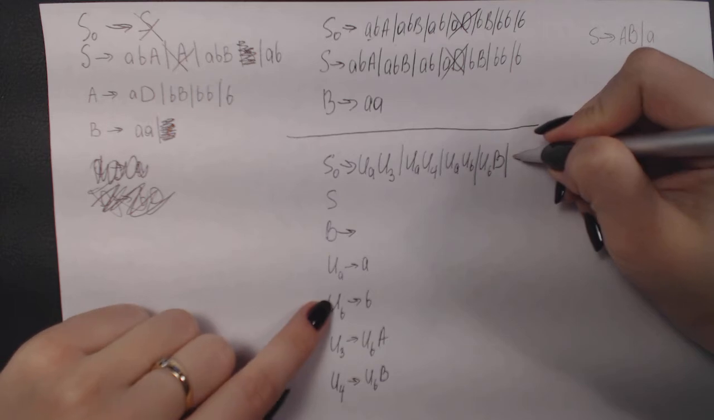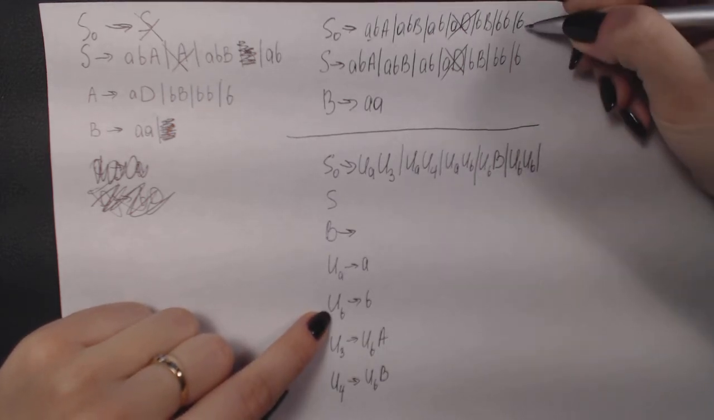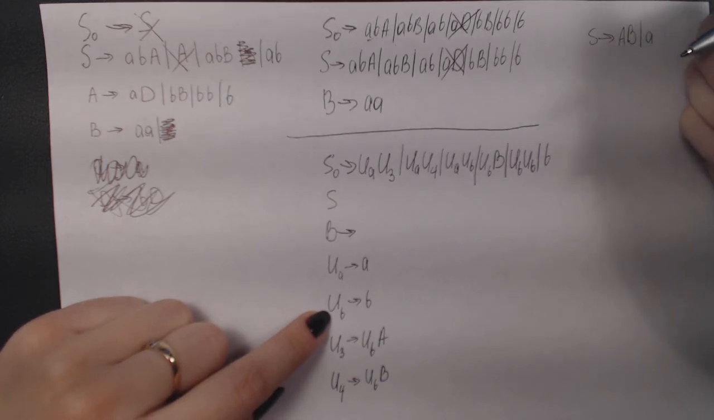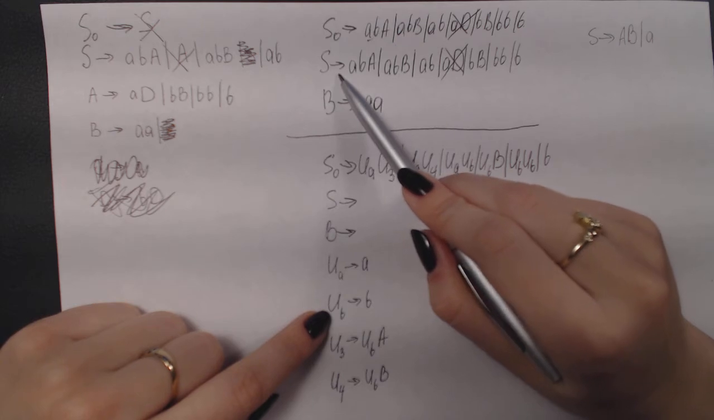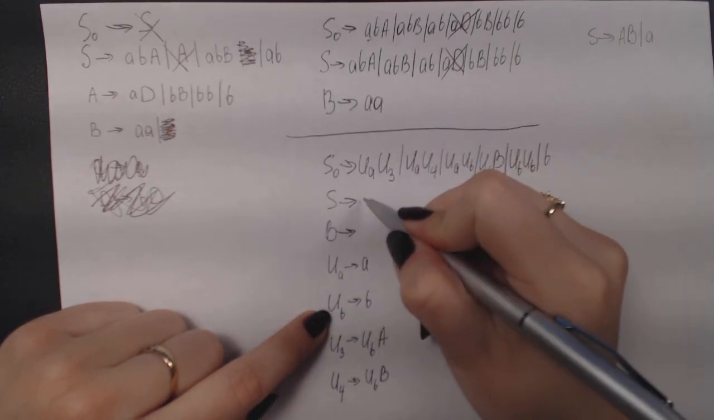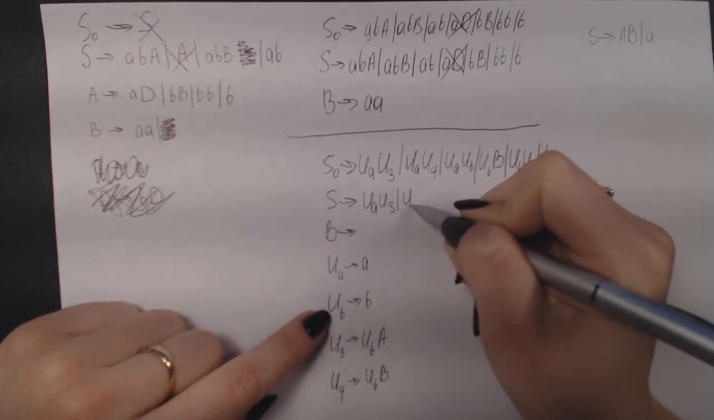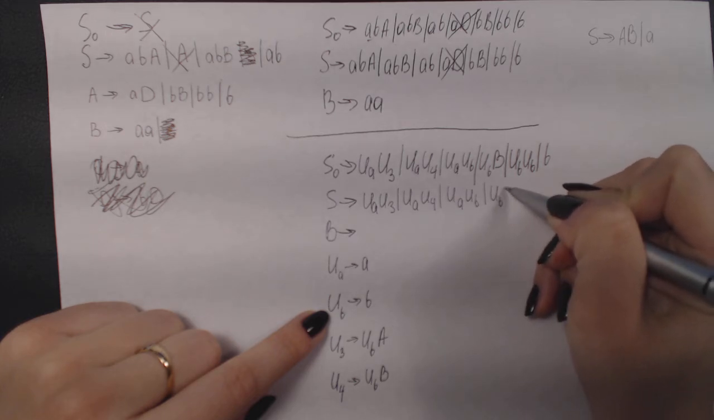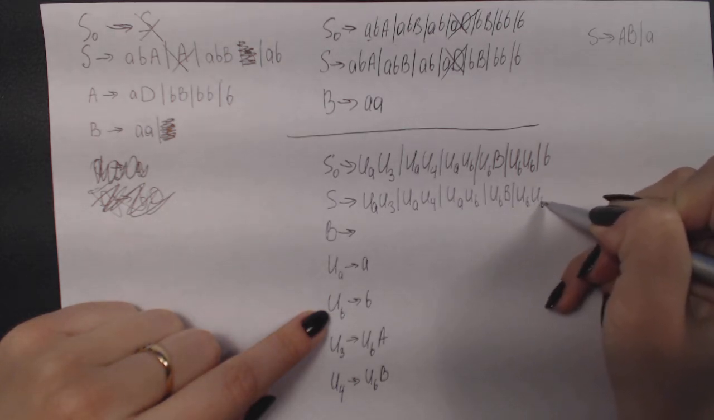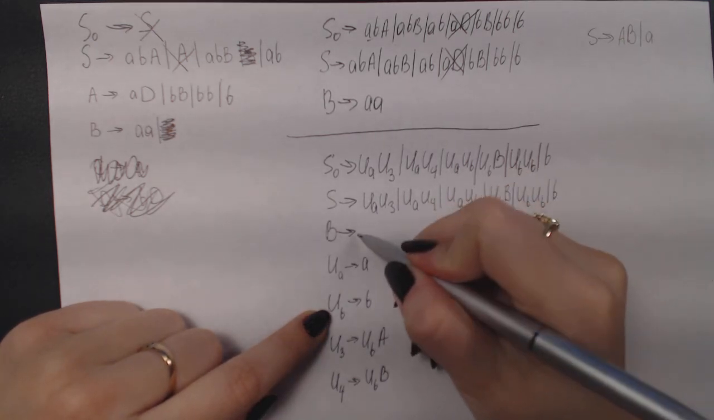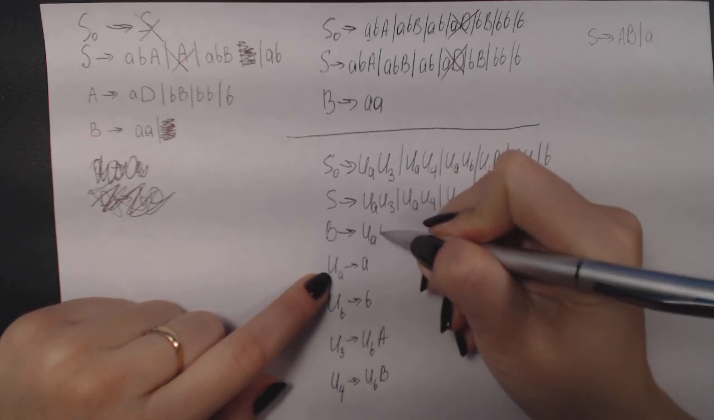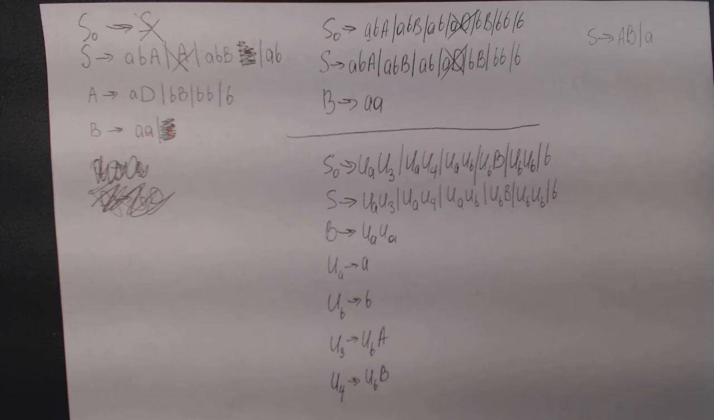Lowercase b will turn into U B, and Chomsky normal form allows us to have a single lowercase b. And our S will just reflect everything we had in S0, so I'll just rewrite everything: U A, U4, U A, U B, U B, capital B, U B, U B, lowercase b. B, we had A, lowercase a, we rewrite it as U A and U A. That's it. That's how our Chomsky normal form will look.